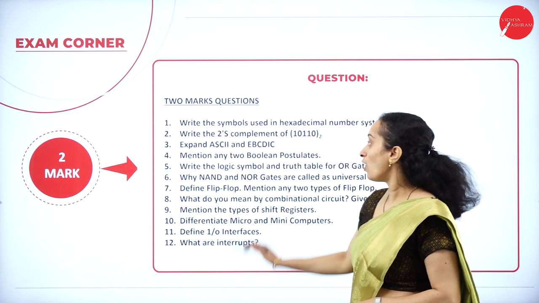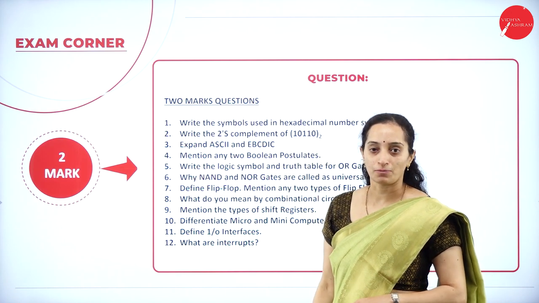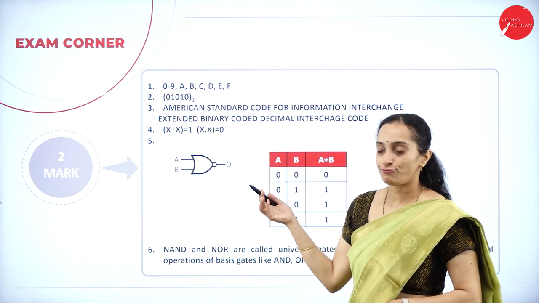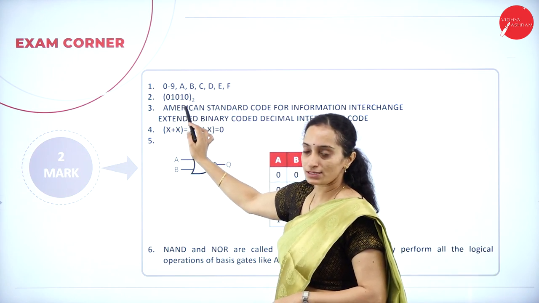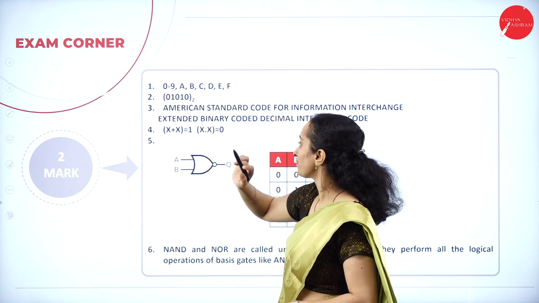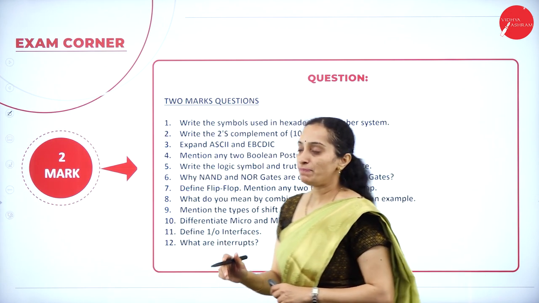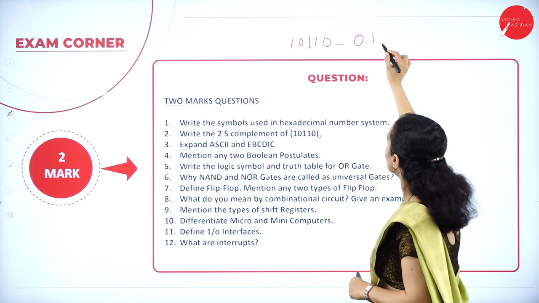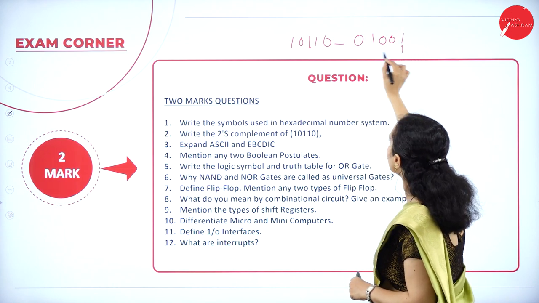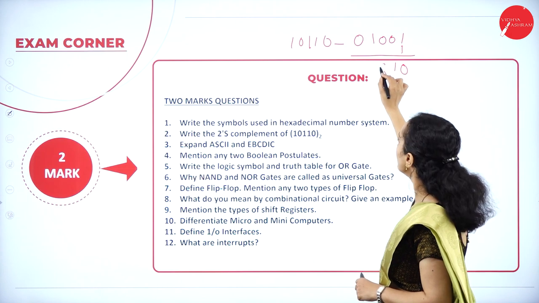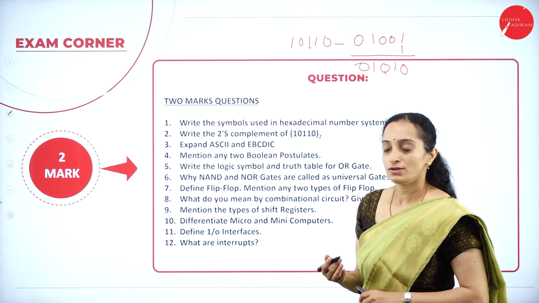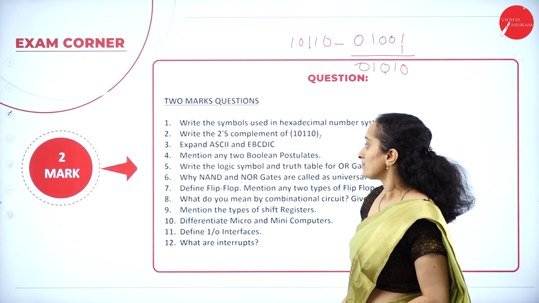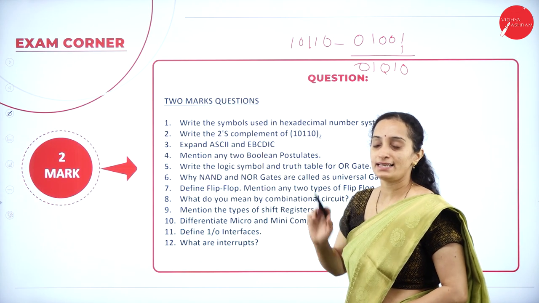Okay, so second question is, write the 2's complement of 10110. You know about the method of calculating the 2's complement, isn't it? So either you can keep the first non-zero one as it is and change the values, or you can replace. 10110: the 1's complement is 01001. To this add a 1, so you'll get 01010. So this is also the 2's complement you can take. That is 01010. So third question is, expand ASCII and EBCDIC.